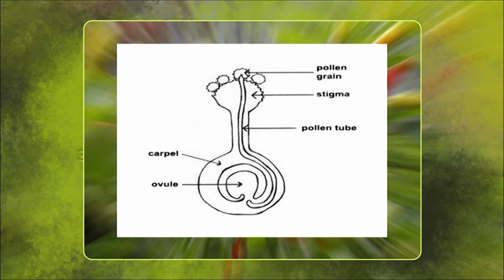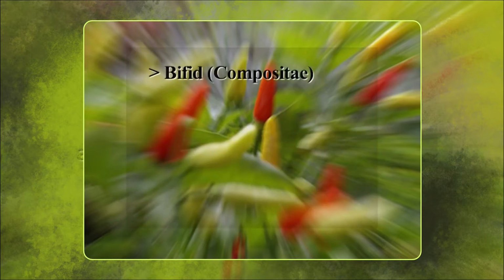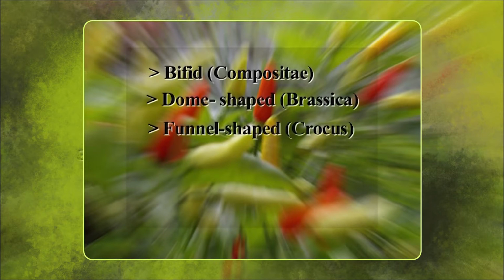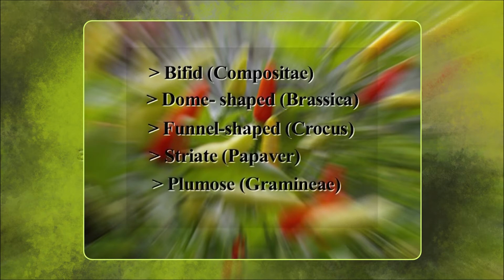At the tip of the carpel is a sticky stigma that receives pollen. The stigma may be bifid, for example in compositae, dome-shaped in brassica, funnel-shaped in crocus, striate in papaver, or plumose in case of gramineae.